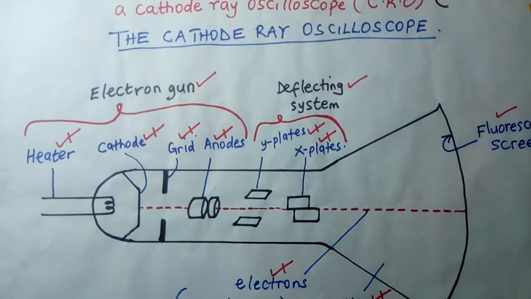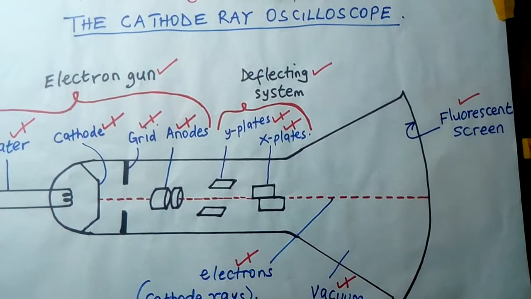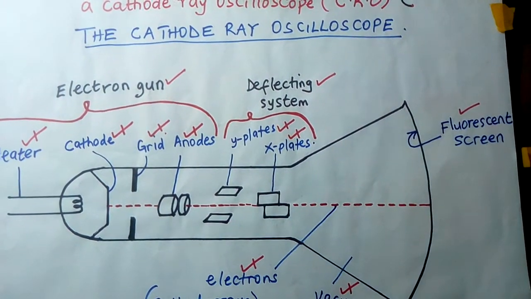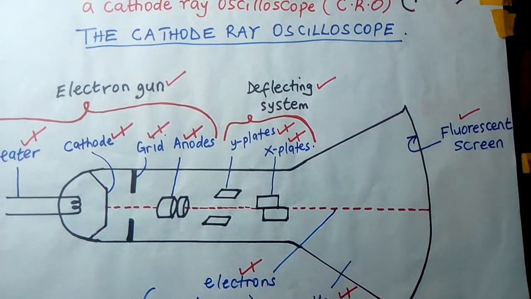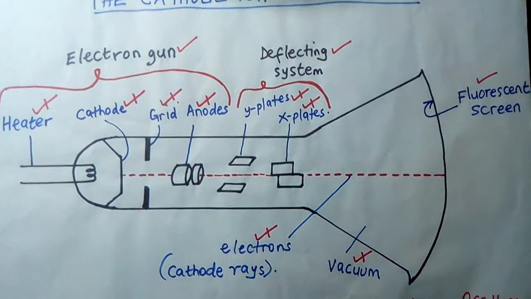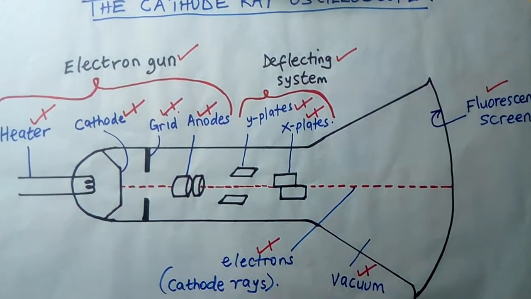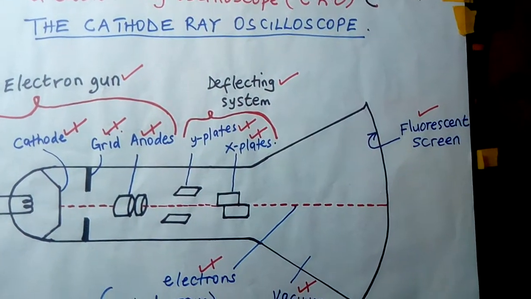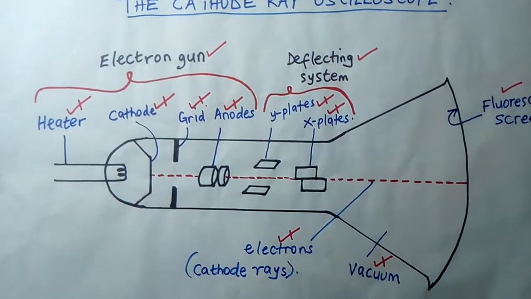Now we are going to look at the major parts of a cathode ray oscilloscope and the main uses. What are some of their uses? So we look at the major parts. We said some time back we looked at the cathode ray oscilloscope. We said this machine helps in producing cathode rays.